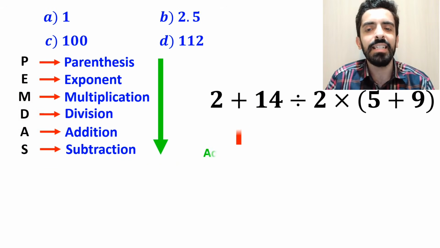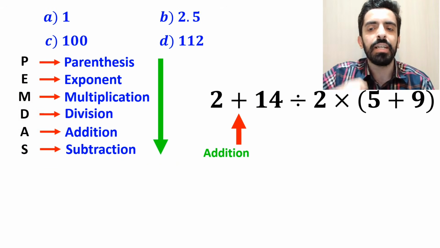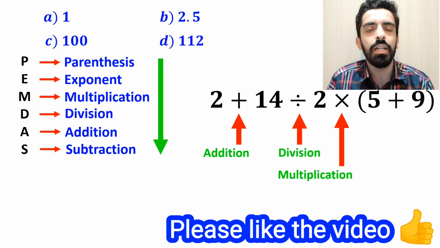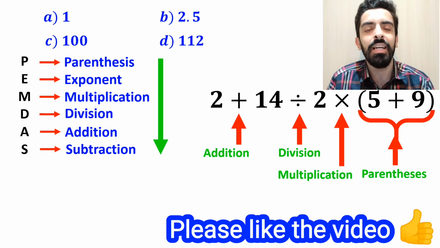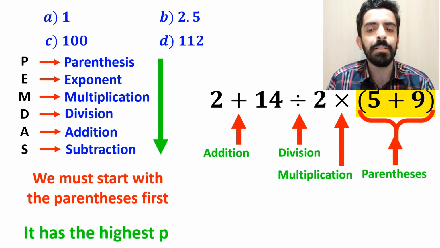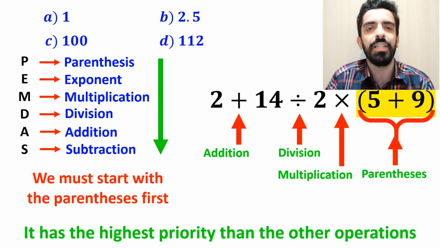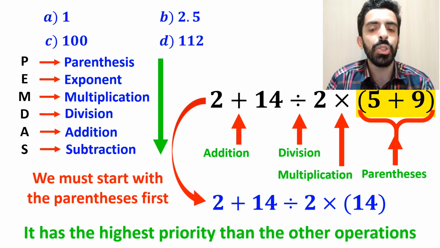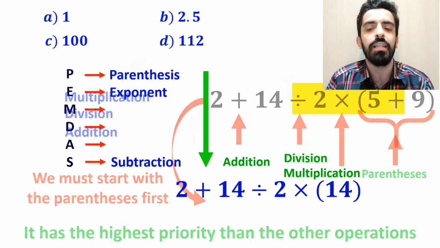Okay, as you can see in the image, in this expression, first we have an addition sign, then a division sign, followed by a multiplication, and finally parentheses. We must start with the parentheses first, because it has the highest priority among the other operations. So, instead of this expression, we can write 2 plus 14 divided by 2 multiplied by 14.